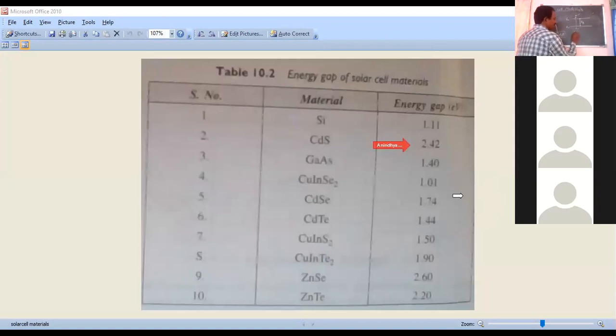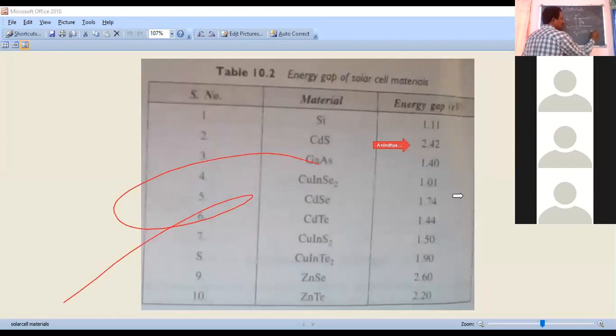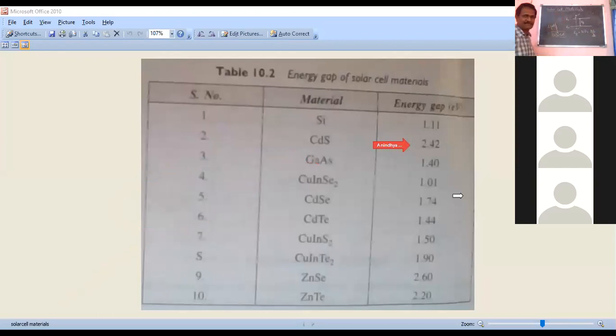Then automatically that is going to be given with a value of h nu for the light. Now this h nu is nothing but hc by lambda. It will have a specific value of wavelength lambda. For a specific value of lambda, the light is going to have an energy equal to the energy gap. That is the prime requirement for this solar cell to act.